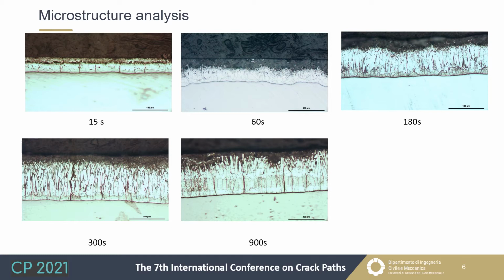For a dipping time of 60 seconds, you can see a thin delta phase, and then a zeta phase in this part of the coating, and in the other part, the outer part of the coating, because the surface is in this direction, we have the presence of the eta phase. The eta phase is characterized by a chemical composition similar to the zinc bath, in this case pure zinc.